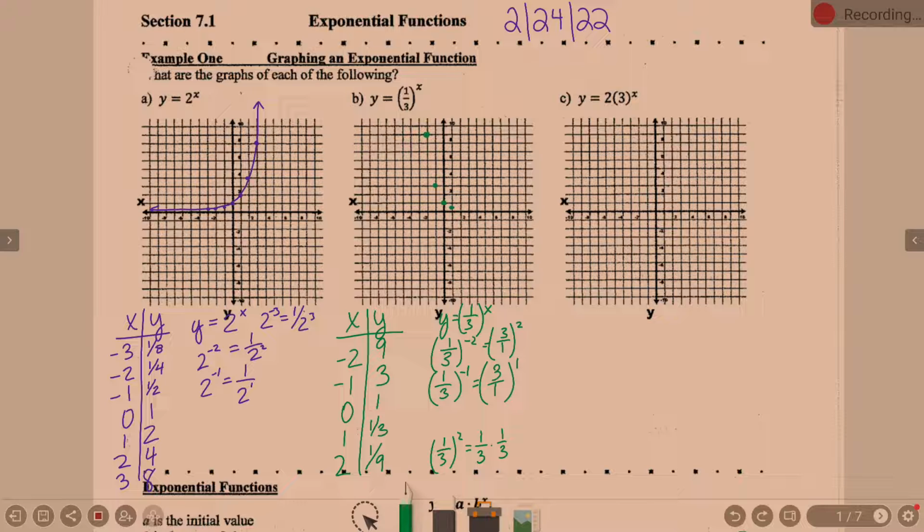Did you graph 2, 1/9? What are we going to do? We're going to go right 2 and up 1/9.